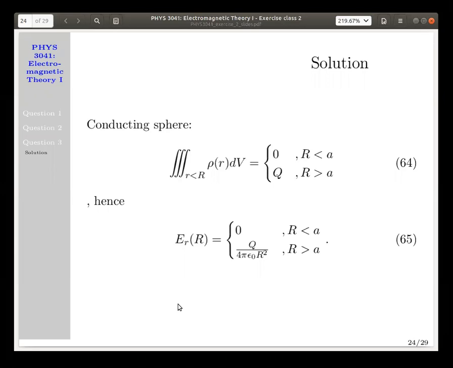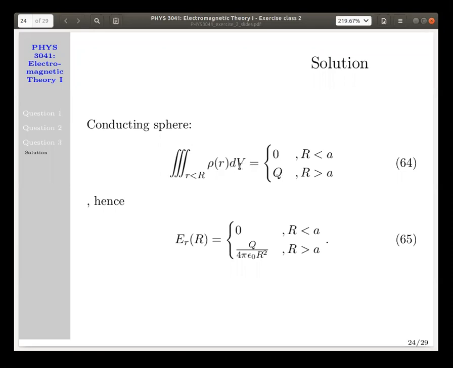Then in the first case, we have a conducting sphere. For a conducting sphere, the charge is free to move. So in equilibrium, the charge will distribute uniformly on the surface of the sphere. So inside the sphere, there will be no charge. So when you do the integrals inside the sphere, the total charge will be 0.